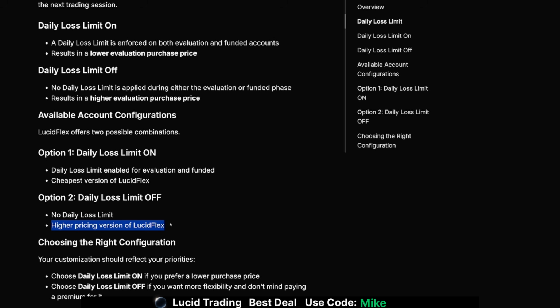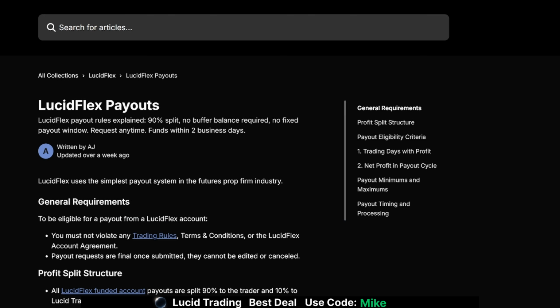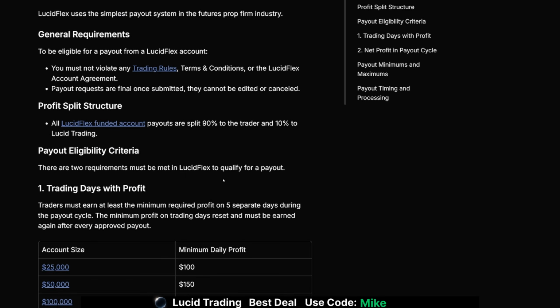Now, let's go at the thing that traders care about the most. Has anything changed in the payouts? We can see it was updated a little bit more than a week ago. We have a 90-10 profit split. Traders get to keep 90%. Lucid will keep 10%. We look at the Flex account.